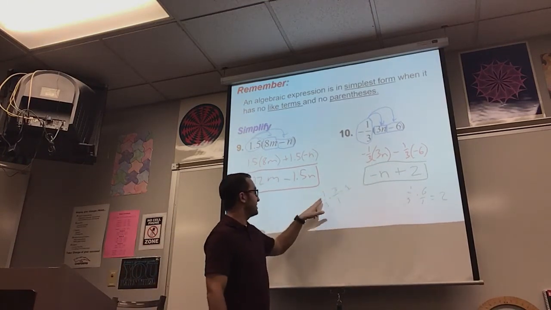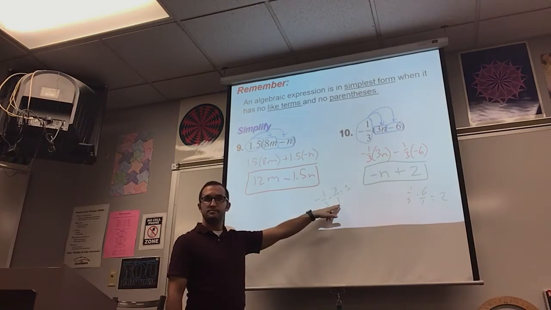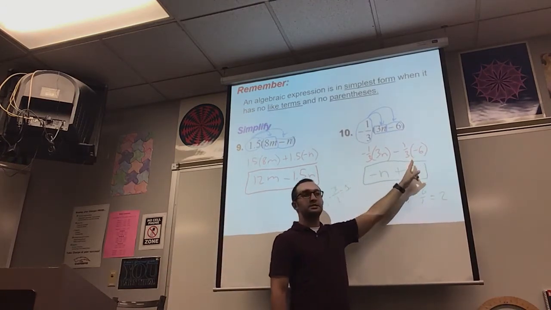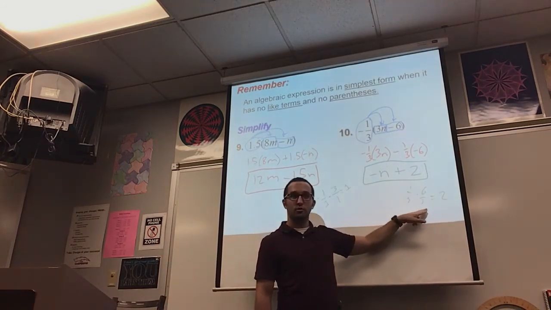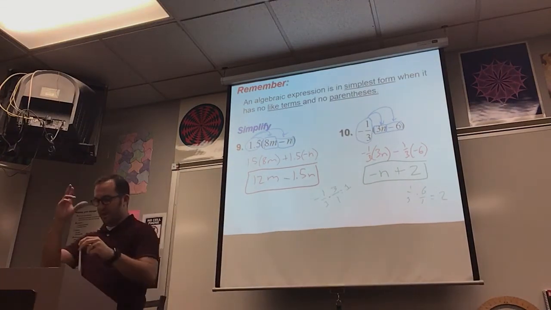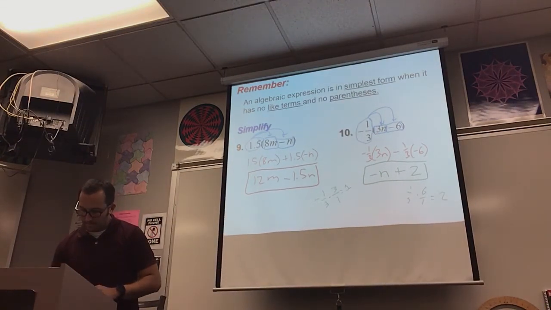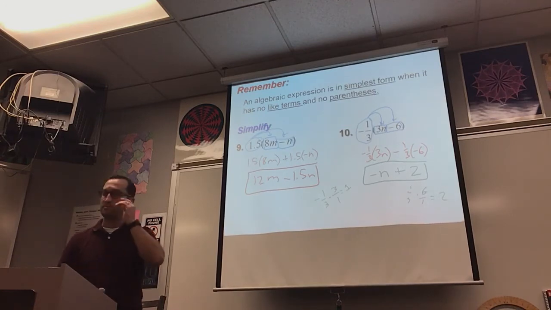1/3 times 3 is the same thing as 1/3 times 3 over 1, right? 1/3 times 6 is the same thing as 1/3 times 6 over 1. You with me?